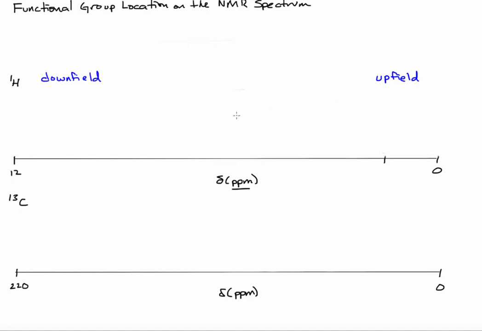Let's take a look at the major functional groups which we've learned over the course of the semester and see where they lie on this chemical shift axis. So let's start down from 0 or upfield and then work our way towards 12 downfield.